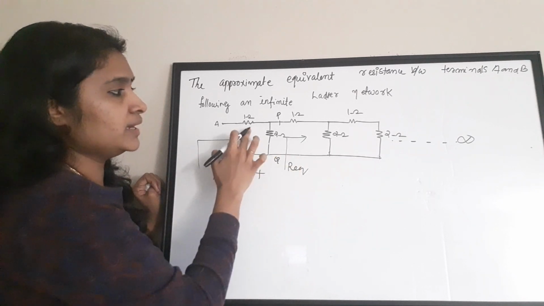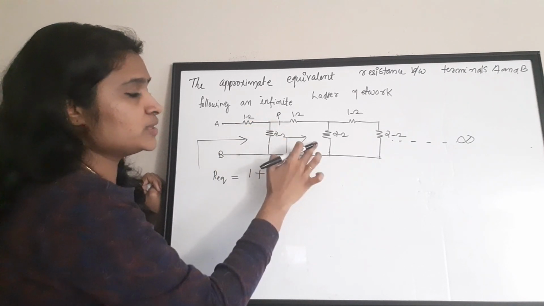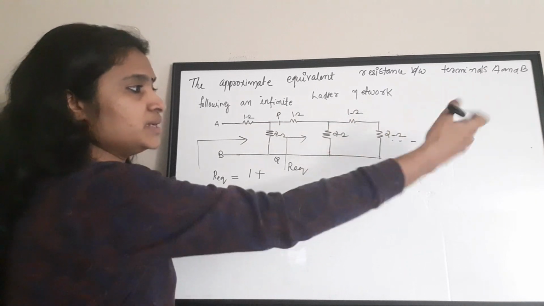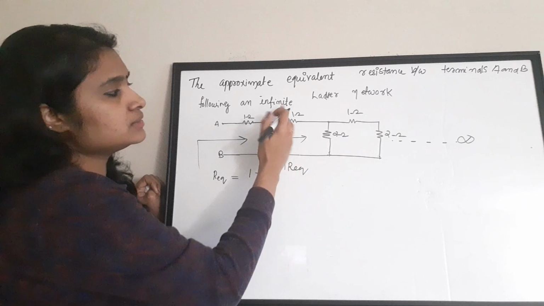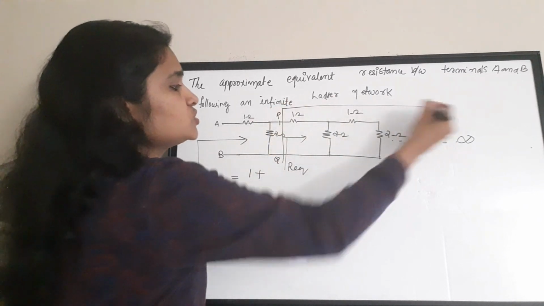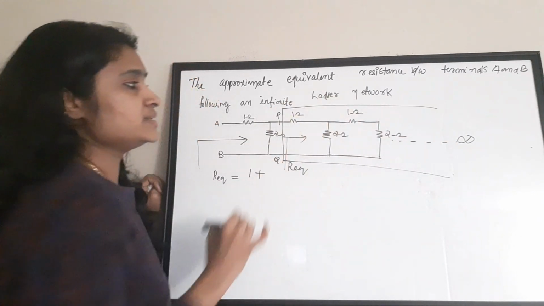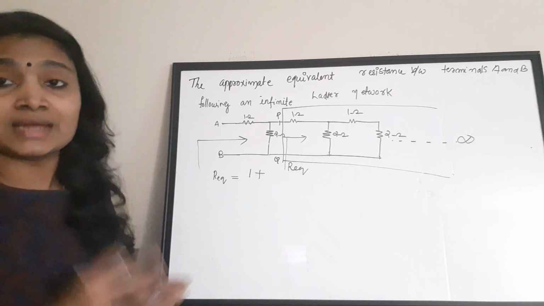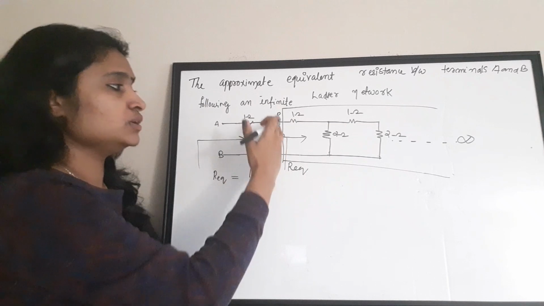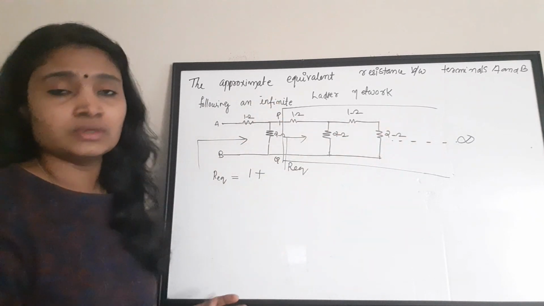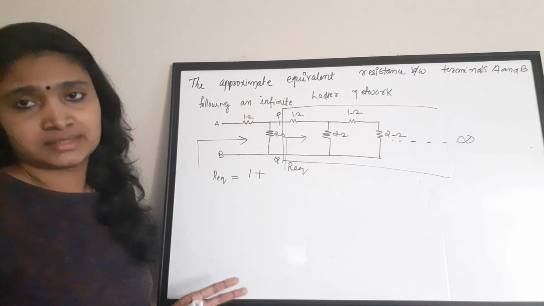1 ohm, 2 ohm, again it keeps coming as 1 ohm and 2 ohm, and it is repeated in an infinite way. So we'll call this much, that is this much, again as Req itself. So that is a key point to answer this question. And if you know that you can call this much as Req, you can answer this question very easily.